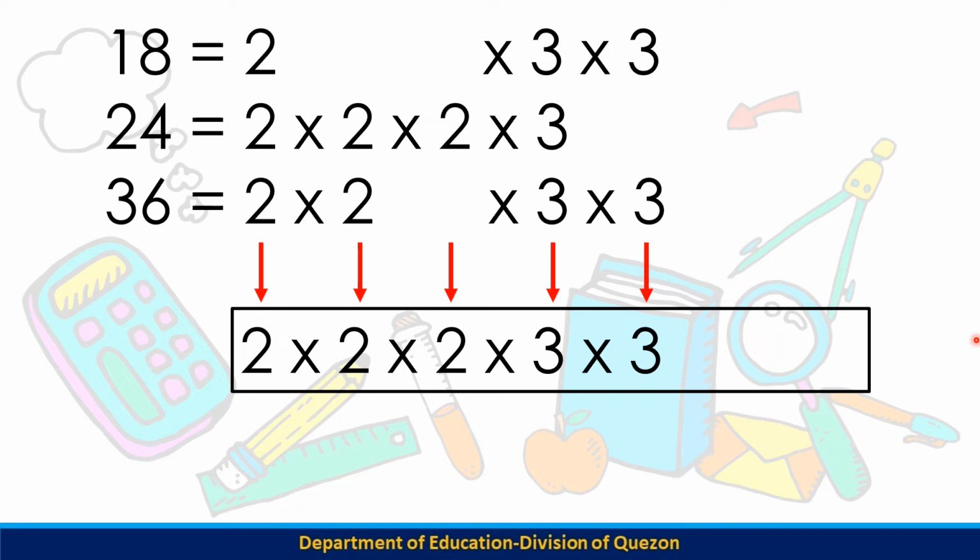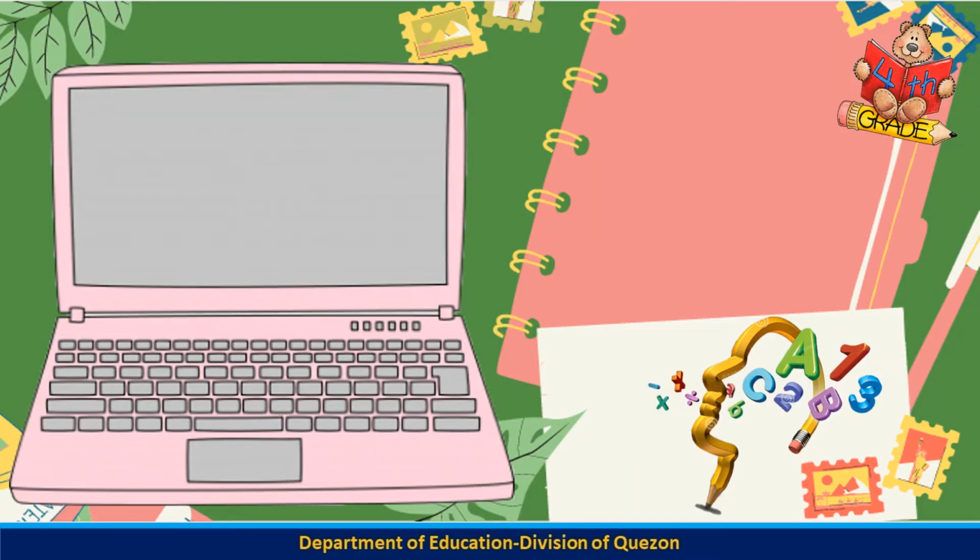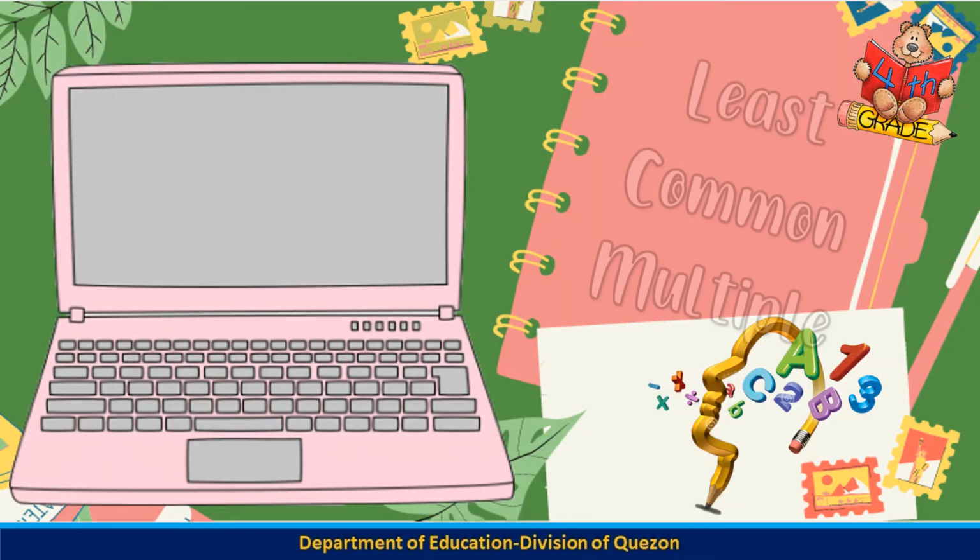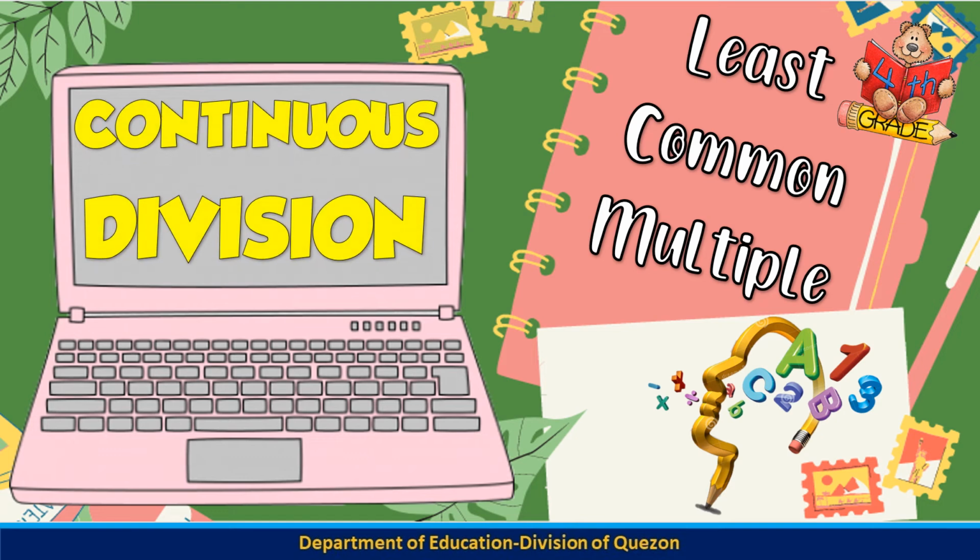So, what should be the least common multiple of these numbers? Okay, 72 pa rin po. Tama po kayo. Next naman natin, the continuous division.